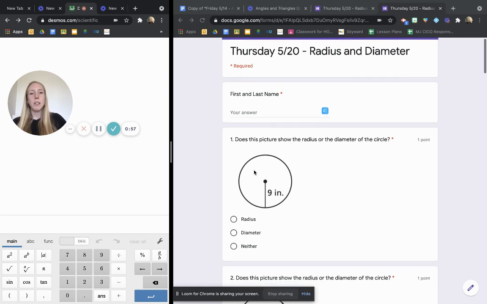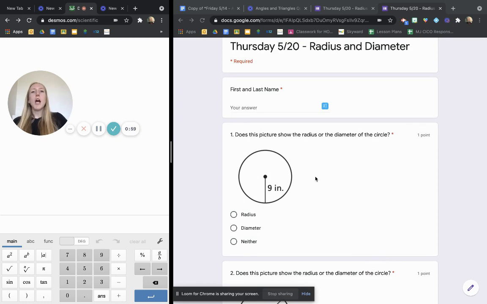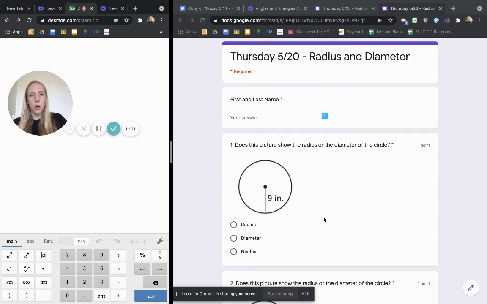So let's get going. Remember when we're talking about a circle, the radius is the shorter word. Radius is a shorter word than diameter. Radius is the shorter of the two parts of a circle. The radius starts in the center and goes out to the edge. And it doesn't matter which direction it goes out. It starts in the center and then goes out.